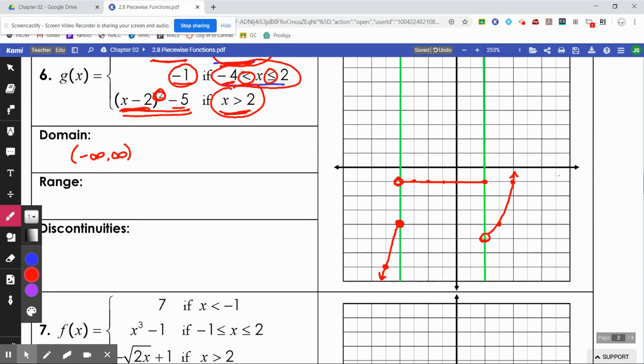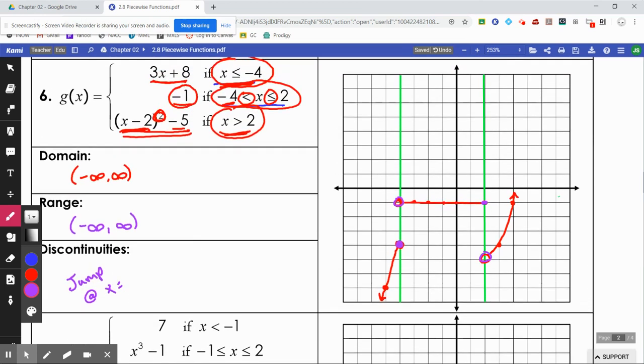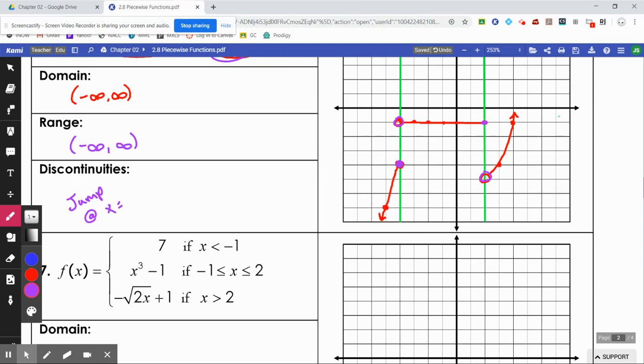However, the range, let's start drawing some horizontal lines and see there's graph here, there's graph here, there's graph there. There's nothing until I hit, there's a question here. Well, I've got lots of graph here, and my graph extends forever upward. So we know we've got graph there. So I have graph everywhere. My range is from negative infinity to positive infinity. My discontinuities are both jump discontinuities. I jump from here to here, and I jump from here down to here. So I have jump discontinuities at x equals -4 and x equals 2.